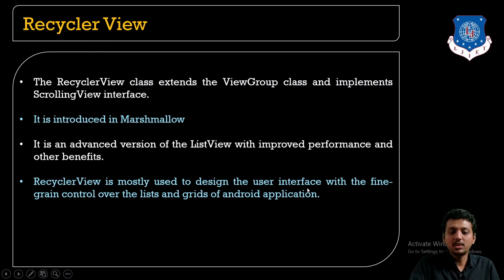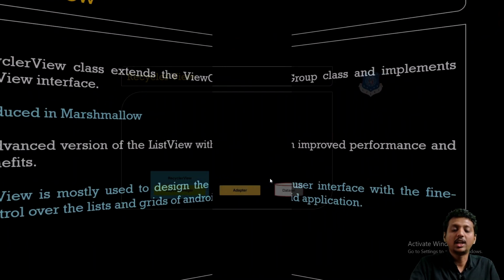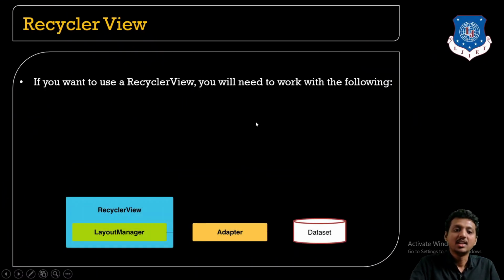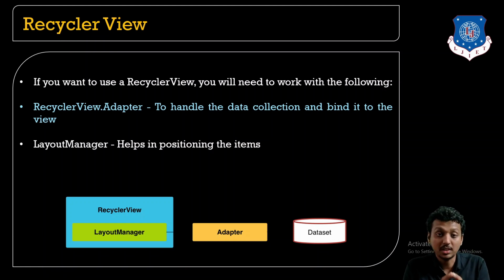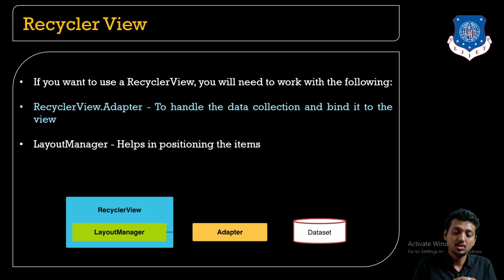Recycler view is mostly used to design the UI with fine-grained control over lists and grids of an Android application. Students, if you want to use the recycler view, what do you need? It is a very important thing, so always remember this, because in the recycler view program we need to understand what type of files we need. For that, you just need to remember the previous part on the list view and the grid view.